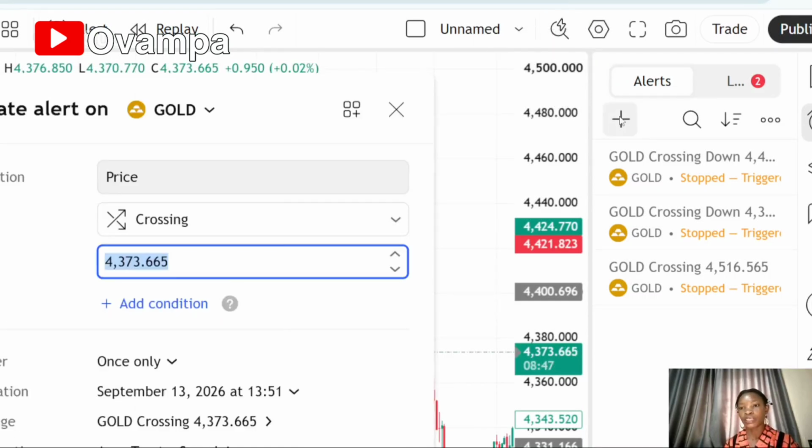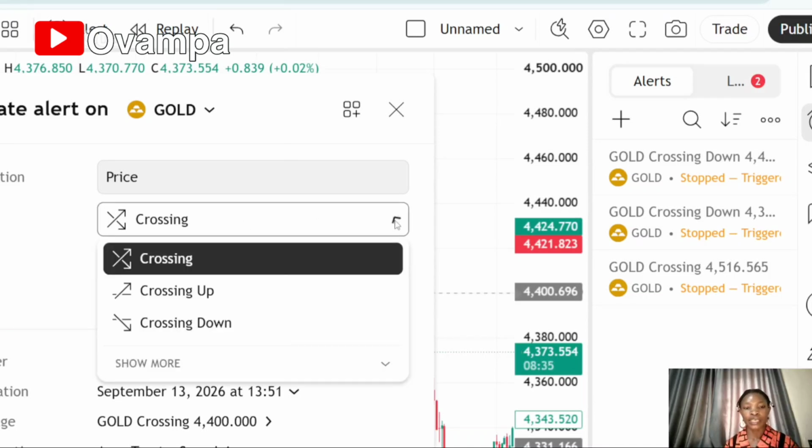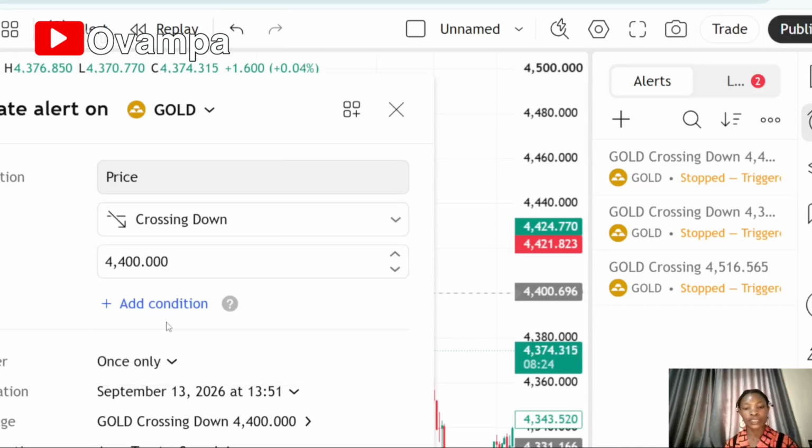So the moment I select alert, I simply type in the price, which is 4,400. And is it just anytime it's 4,400? You need to select here whether it's crossing, or crossing to go up, or crossing to come down. Because I want to sell when it's crossing to come down, I'll select crossing down.